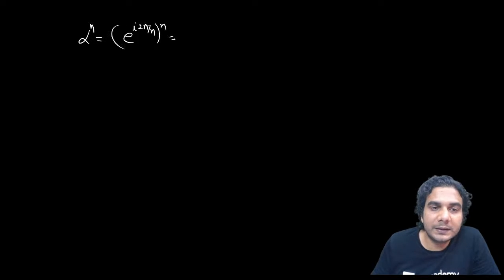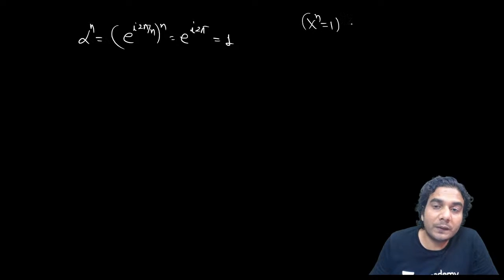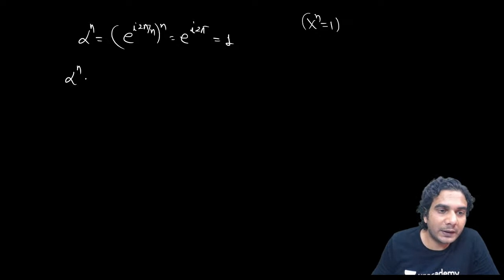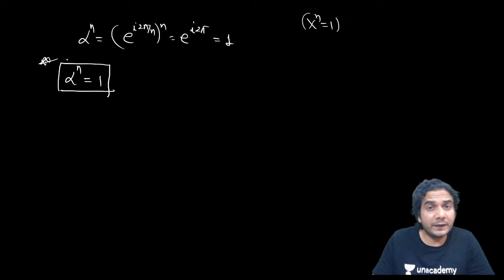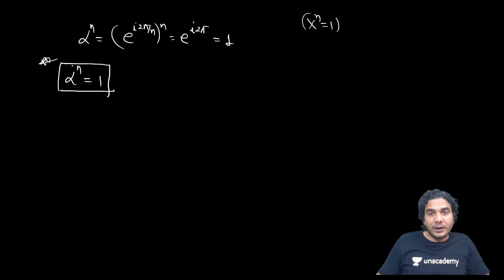Now I'll write some important equations. So the first very important equation: what is alpha raised to n? Alpha raised to n will be e raised to i2π/n, power n. That means e raised to i2π, and that is equal to 1. And yes, it should be, because alpha is a root of the equation x raised to n equals 1, so alpha will satisfy this equation. So alpha raised to n should be 1. That is the first relation which you need to remember: alpha raised to n is equal to 1. Very important relation. If it is the fifth root of unity, then alpha raised to 5 is 1. If it is the 10th root of unity, then alpha raised to 10 is 1.